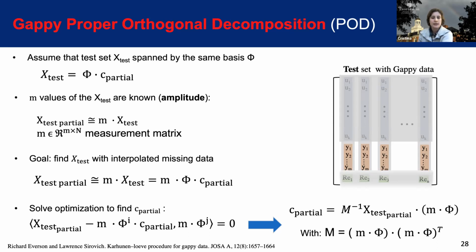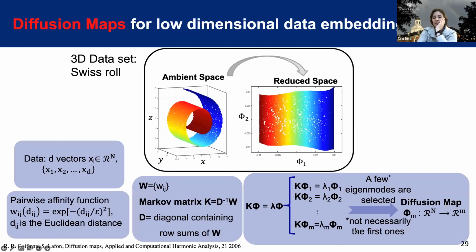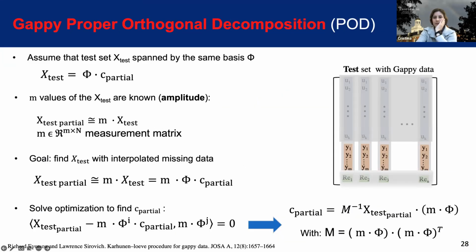The coefficients C partial that allow us to reconstruct the full test data are obtained by solving an optimization problem. Note that these coefficients C partial depend on the gapping matrix M, which is influenced by the location of the known elements of the vector through the measurement matrix small m here, and the Phi here, sorry, are the POD bases.